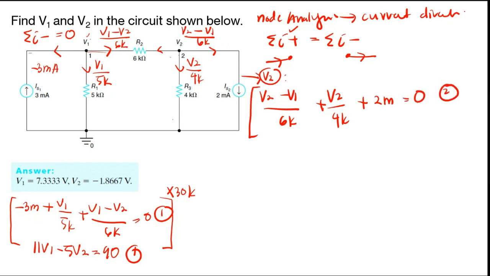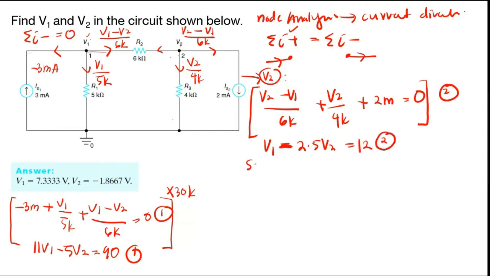You need to simplify this, and then you can get your equation going to be V1 minus 2.5 V2 equal to 12. So this is your second equation.